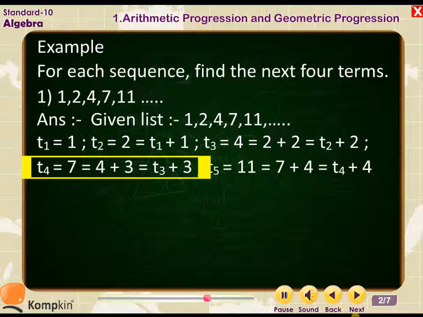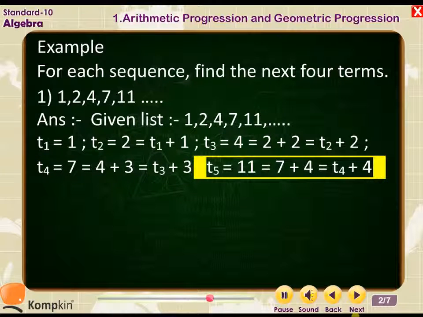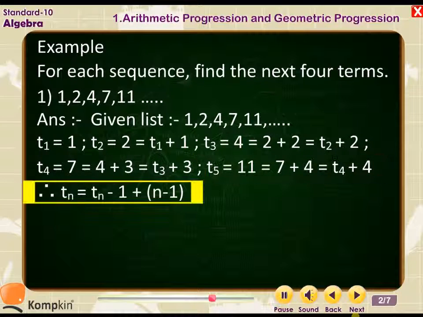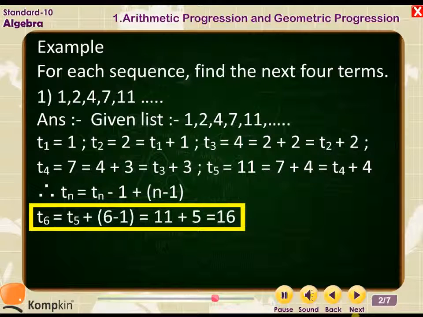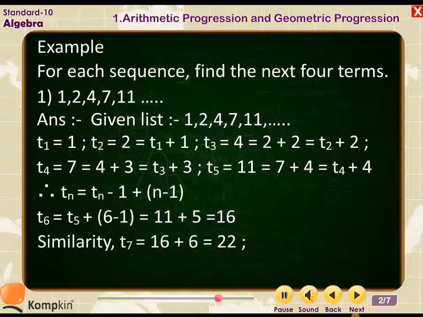T4 is equal to 7, which is 4 plus 3, which is T3 plus 3. T5 is equal to 11, which is 7 plus 4, which is T4 plus 4. Therefore, Tn is equal to Tn minus 1 plus n minus 1. T6 is equal to T5 plus 6 minus 1, which is 11 plus 5, which is equal to 16.